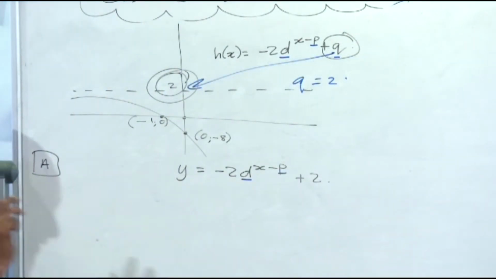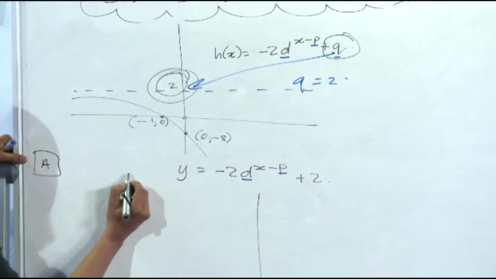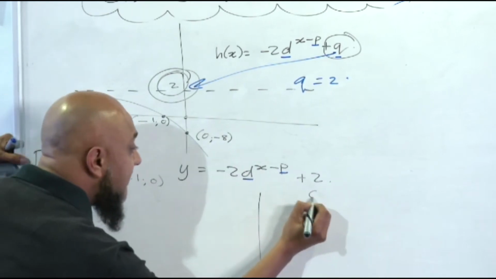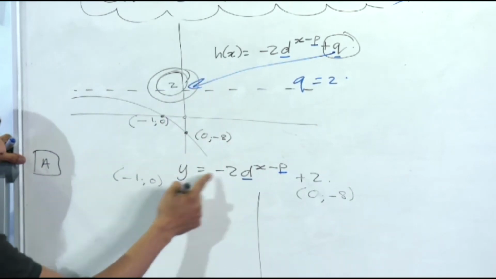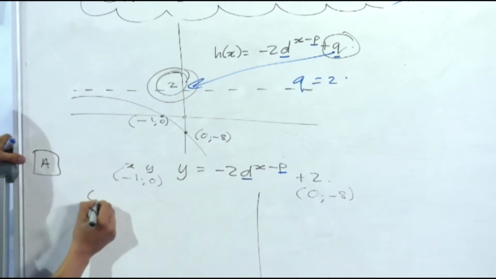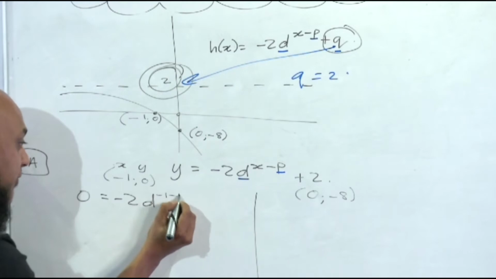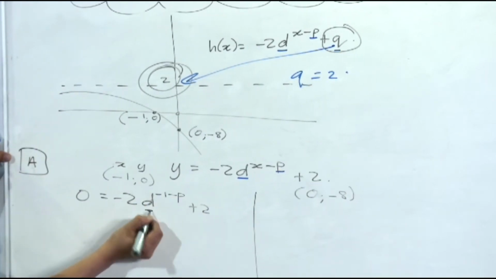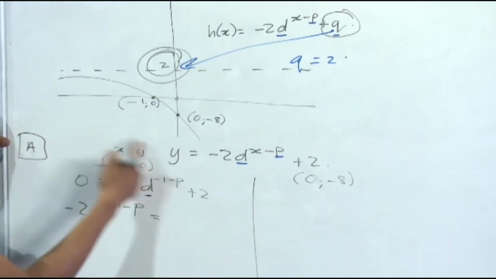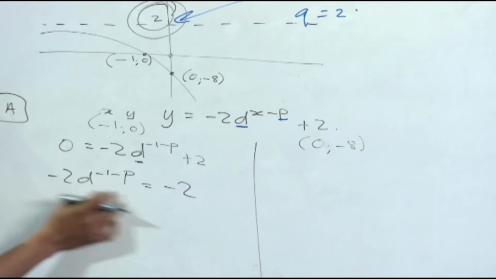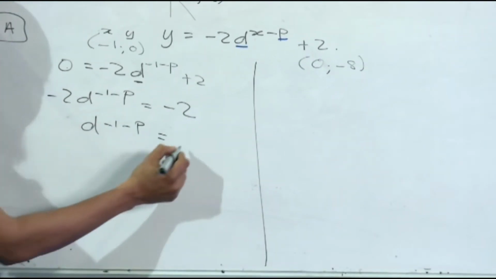So pay attention. We draw a line here. We do our first coordinate, (-1, 0), and our second coordinate, (0, -8). Now let's start with (-1, 0) and plug it in here. This is x, that is y. So 0 is equal to -2d^(-1 - p) + 2. We now need to solve for d. So -2d^(-1 - p) = -2, since the 2 comes to the other side as -2. Divide by -2 on both sides: d^(-1 - p) is equal to -2 divided by -2, which is 1.